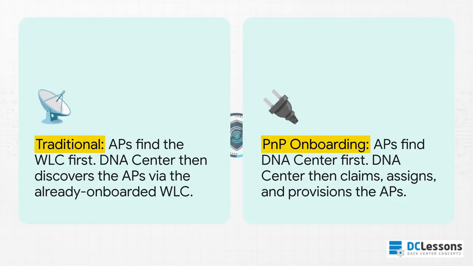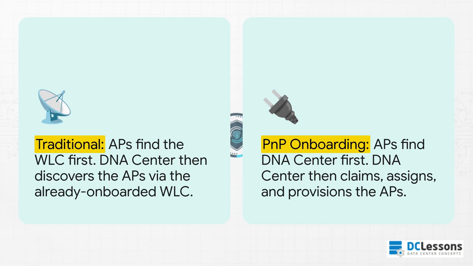Okay, so when it comes to onboarding APs, you've basically got two ways to go. There's the traditional method, where an AP boots up and uses something like DHCP option 43 to find its WLC first. Then DNA Center learns about the AP through that controller. But the much more modern, automated way is plug and play, or PNP.